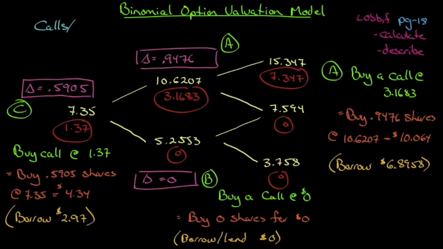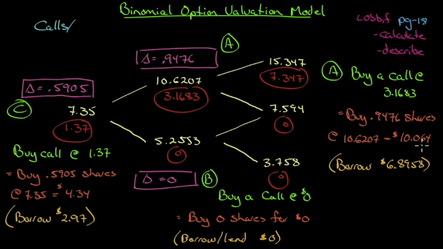All right, let's have a look at the calls. Same thing here that I've done. Here are all the prices, but in red, instead of having the put prices, I've now put the call prices, and in purple, of course, or pink, whatever color you see there, I've got the hedge ratio. So I put A, B, and C. So let's interpret what A here means. We can buy a call at $3.1683, or the identical thing is to buy 0.9476 shares at 10.6207.